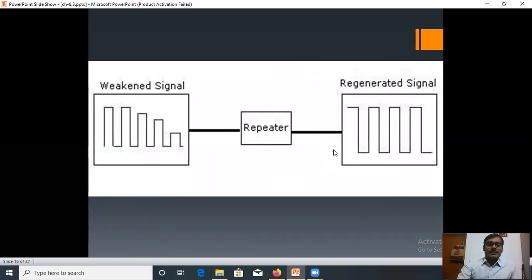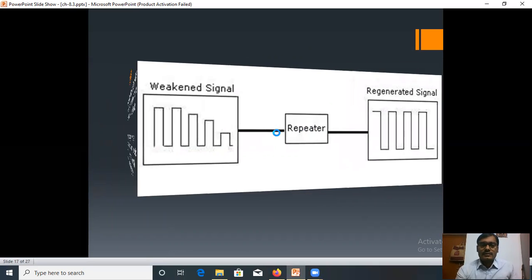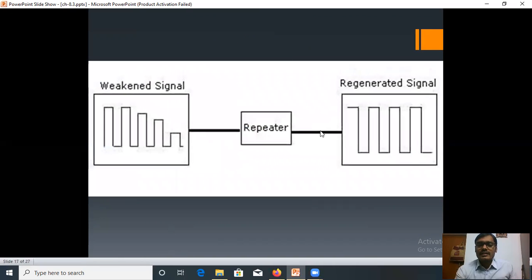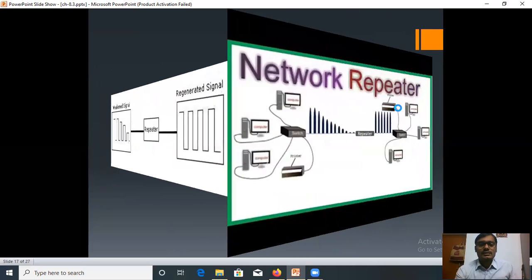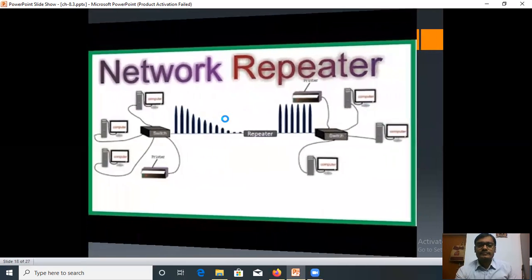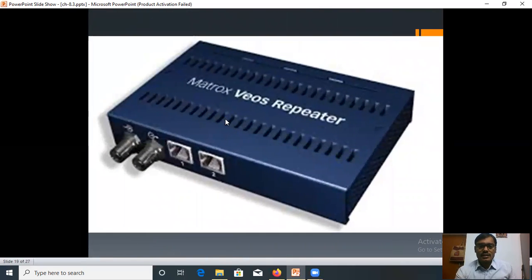You can see this picture, weak signal. This is given to the receiver, and the weak signal is given to the repeater, and the repeater regenerates the signal and makes it stronger. A network repeater is used for transmitting a signal to a long distance. It makes the weaker signal stronger. You can see this picture. This is the picture of a repeater.